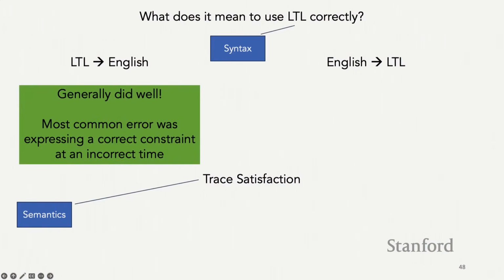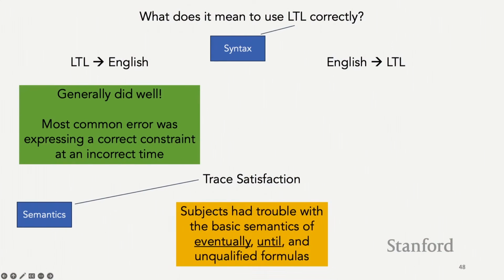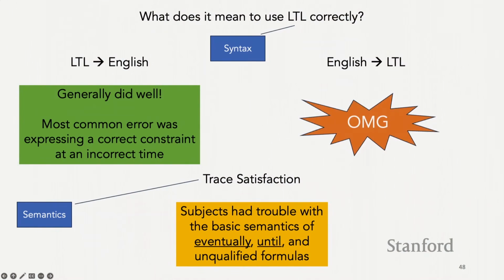People generally did well going from LTL to English. This was one counterexample. People had a bunch of trouble with the trace satisfaction part, and this was really bad. And just remember, this is the important direction. Okay? So this is worrisome, disturbing.